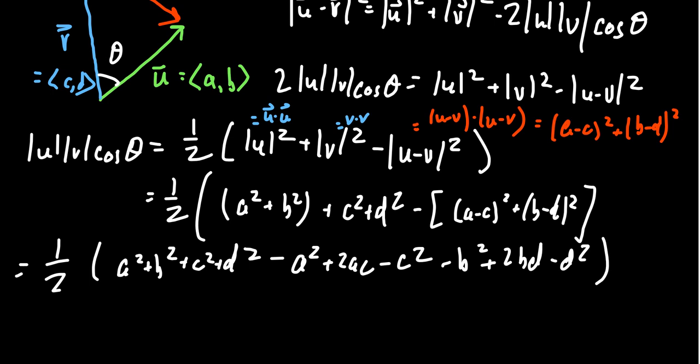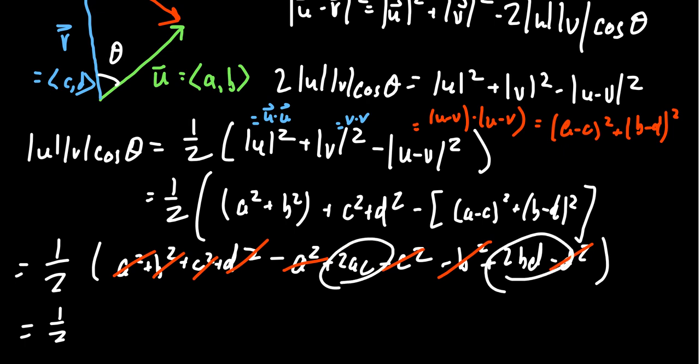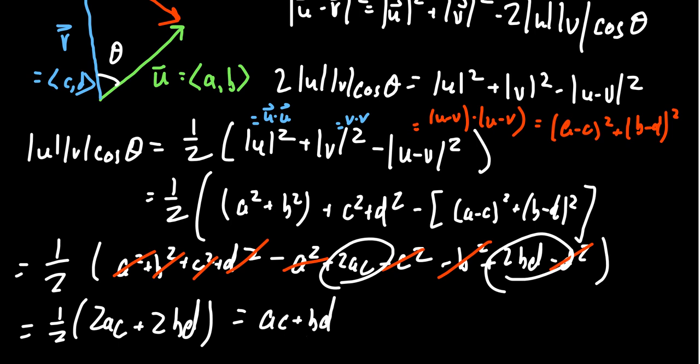And so you'll notice there's some cancellation going on here. The a squareds are gone, the b squareds are gone, same thing with the c squared and the d squared. And so everything that's left behind is equal to one half. We have what survived this massacre. We have a 2ac, we have a 2bd, for which you get 2ac plus 2bd, which everything is divisible by 2, so you can cancel out. You end up with ac plus bd, like so, which of course is the dot product of (a, b) with (c, d). That's just the dot product of u and v, like so.